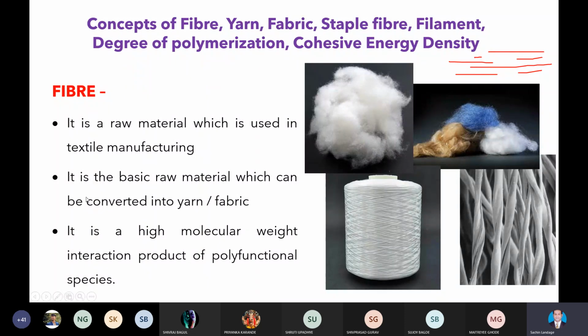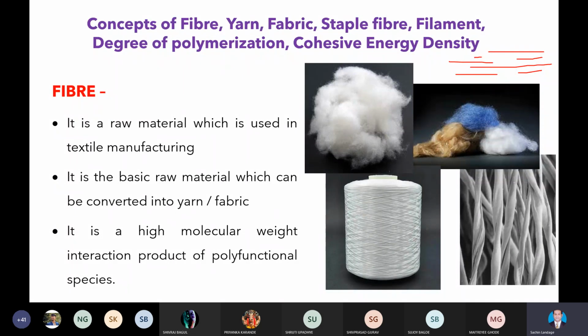Another definition, which you use technically, is that a fiber is a high molecular weight interaction product of polyfunctional species. So it is a high molecular weight product. How do we get a high molecular weight product? What is the interaction? Polyfunctional means there are various types of groups. Based on these groups, in the cellulosic fiber we have hydroxyl groups. In the proteinous fiber we have hydroxyl, carboxyl, and amine groups. Likewise, various groups are there in fibers.